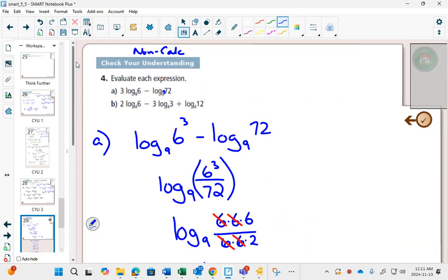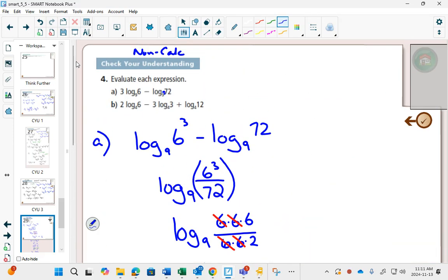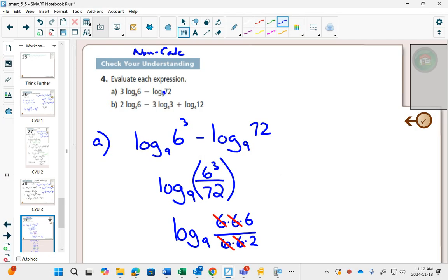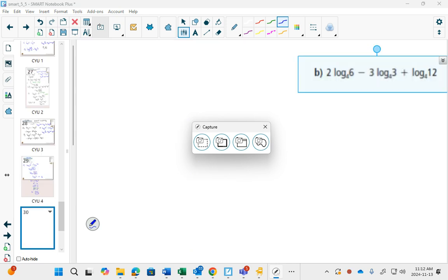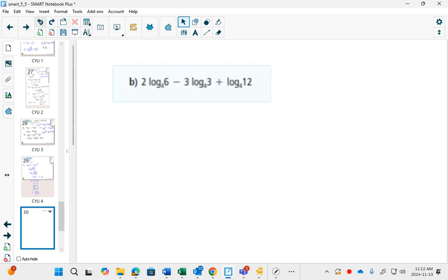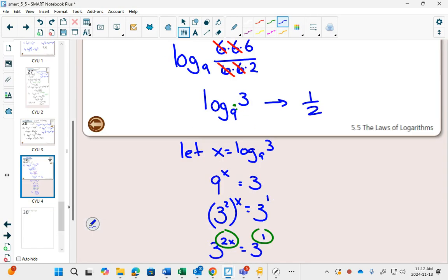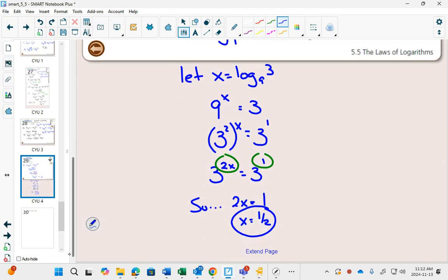Is there a part B? Yes. Get ready for a loud camera sound. Is everybody done A? Everybody good?